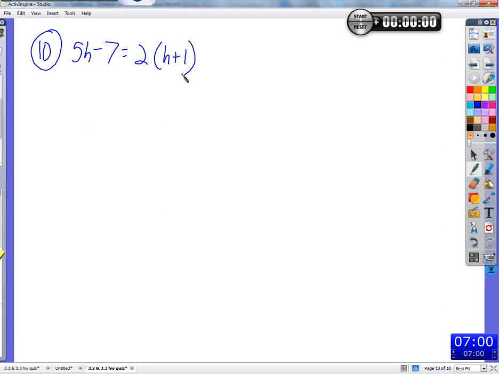What do we have to do first? Is that a trick question? What do we have to do first? Do you have to do that? No. No. Okay, so it's a trick question. Don't have to. What do you do first? Distributive. 5h minus 7 equals 2h plus 2. Distribute the 2. Both.